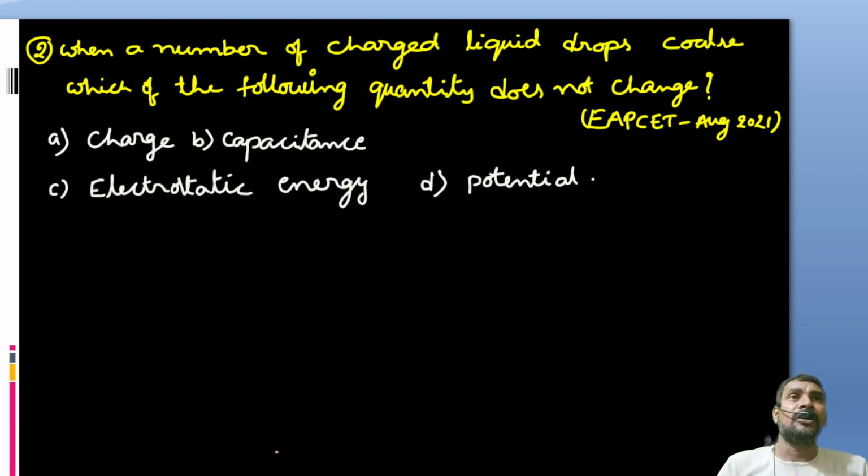When a number of charged liquid drops coalesce, which of the following quantity does not change? So here some liquid drops coalesce with each other, then what quantity will not change? It is a direct property: the charge is conserved. So option A is the correct answer.